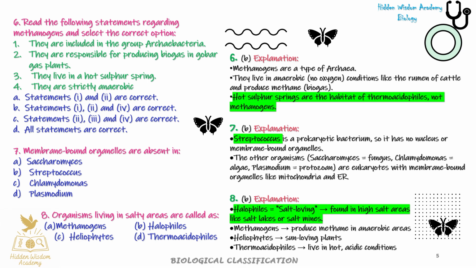6. Read the following statements regarding methanogens and select the correct option. 1. They are included in the group Archaebacteria. 2. They are responsible for producing biogas in gobar gas plants. 3. They live in a hot sulfur spring. 4. They are strictly anaerobic.